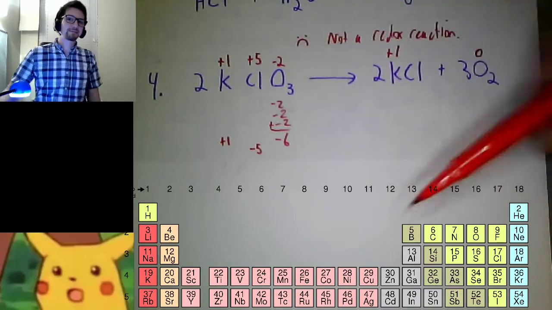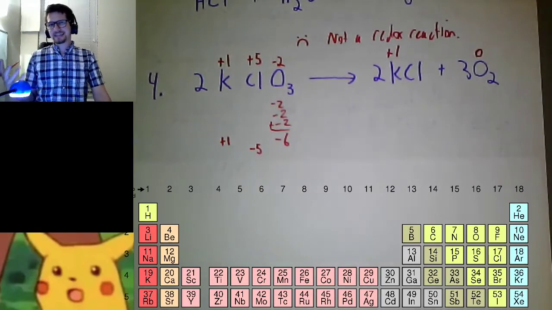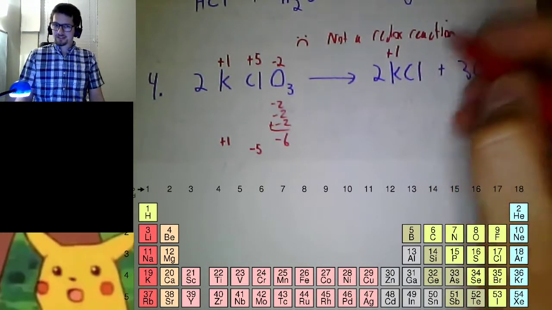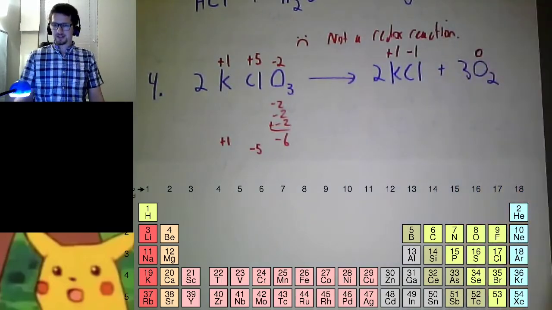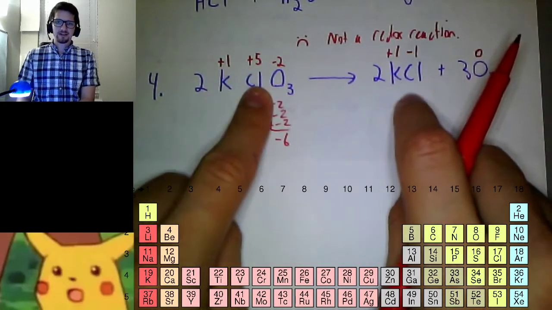This is the stumbling block for a lot of people in redox reactions. Please watch the video. Even if you do kind of get it, watch the video, it'll help. This has to balance out to be 0, so this plus 1 is going to balance with a minus 1. That just happens to work right. Okay, so let's compare. My K's are both plus 1, nothing happened in there.